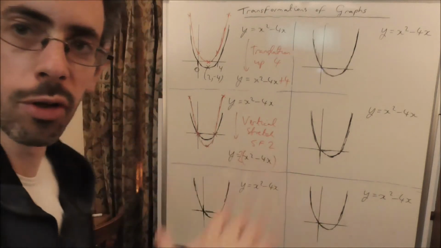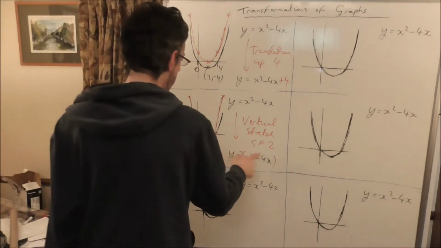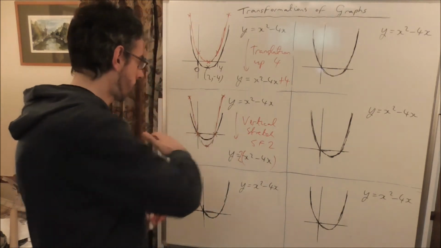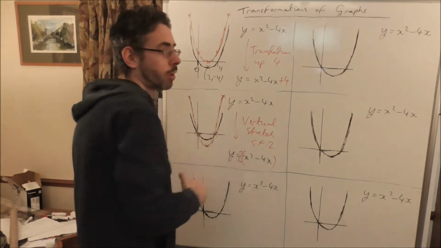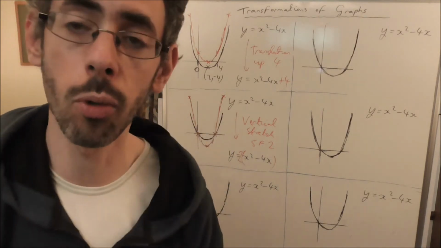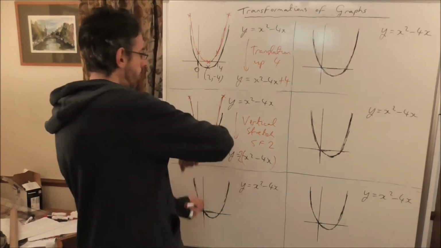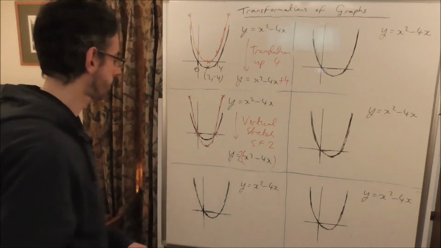If you wanted to squash the graph vertically, you'd have to multiply the whole thing by a fraction. Like if you multiplied the whole thing by a half, that would squash it down, and all the points would be twice as close to the x-axis. All the y values would be halved. But if you multiply it by a number bigger than 1, it sort of stretches it vertically.